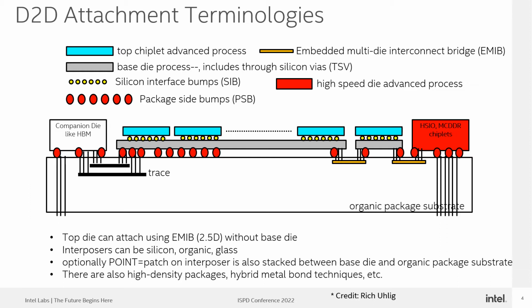Then there are C4 bumps, there are silicon interface bumps with SIBs, and a package will have traces. So the black traces are shown in the package. Another thing to note is that a top die can attach using EMIB without a base die. Interposers can be silicon, organic, or glass. Sometimes optionally there will be a patch on interposer that is also stacked between the base die and organic package substrate. And there are other alternatives like high density packages, hybrid metal bond techniques, etc. So I just wanted to make sure that we understand the terminologies of what we are going to talk about in this presentation.